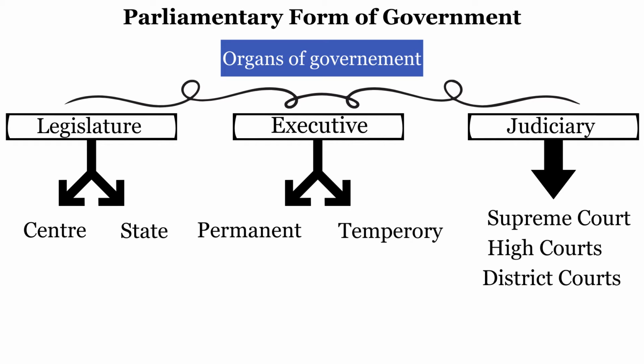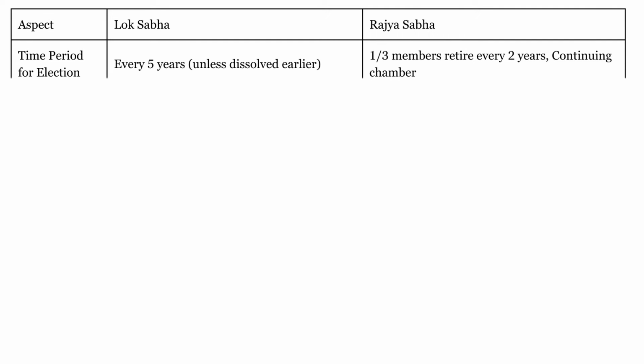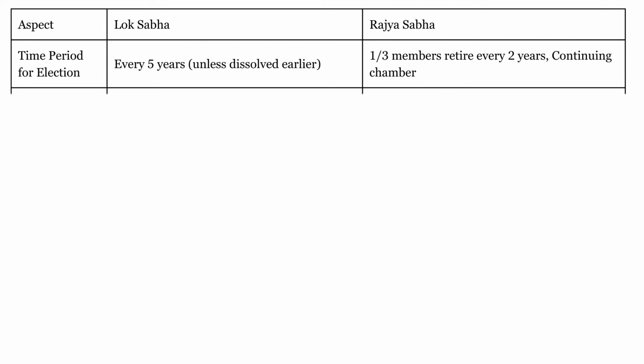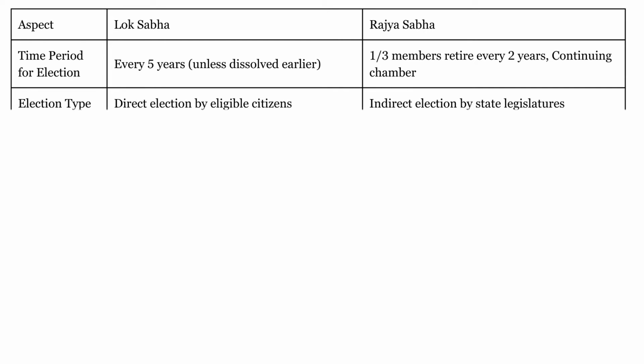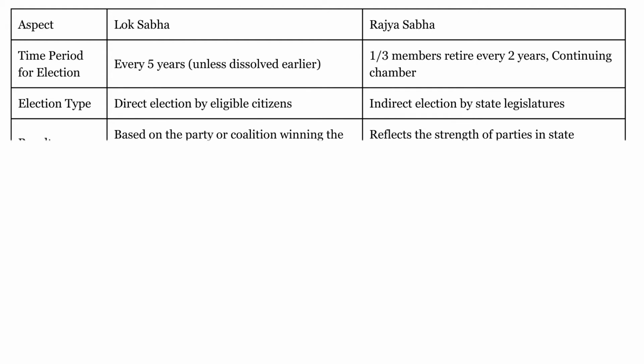Now, let's see the differences between Lok Sabha and the Rajya Sabha. The Lok Sabha and Rajya Sabha differ in their time period for election, with the Lok Sabha being elected for a 5-year term and the Rajya Sabha having 1/3 members retiring every 2 years. The election type is direct for Lok Sabha through citizen voting and indirect for the Rajya Sabha through state legislatures.